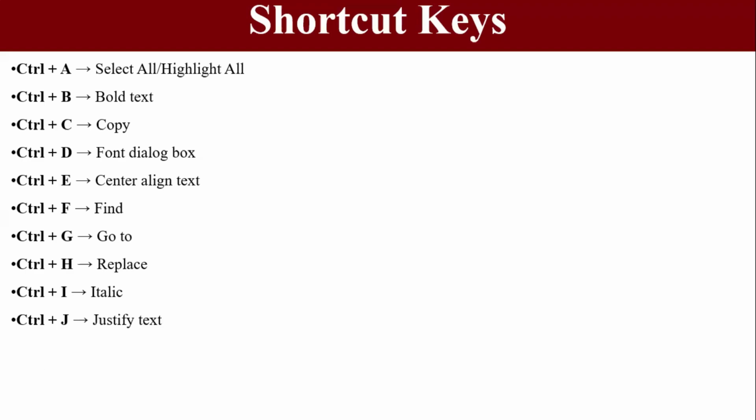Then Control J, which is justify. If you press Control plus J, it will make both left and right sides straight. For example, making your report paragraph neat and straight on both sides. So you can press Control J.